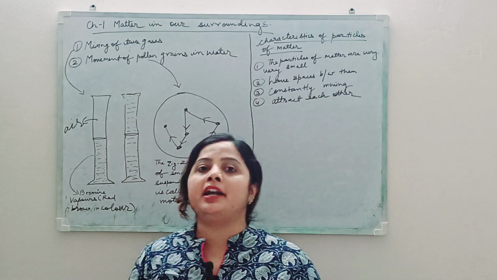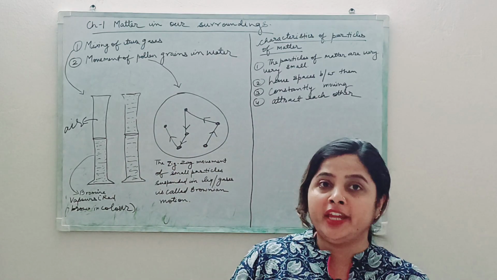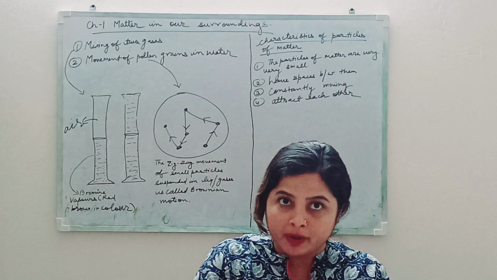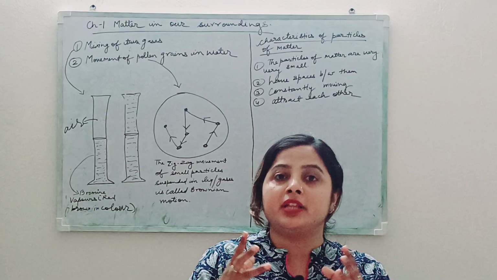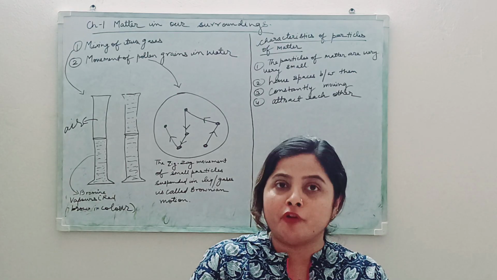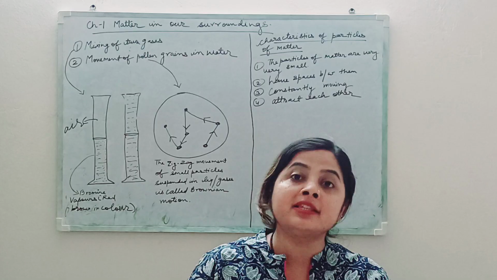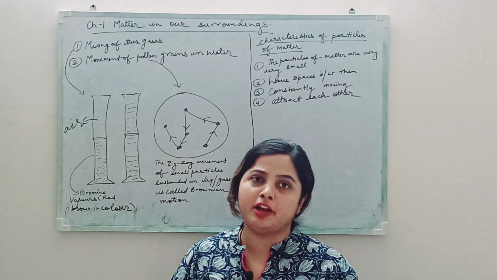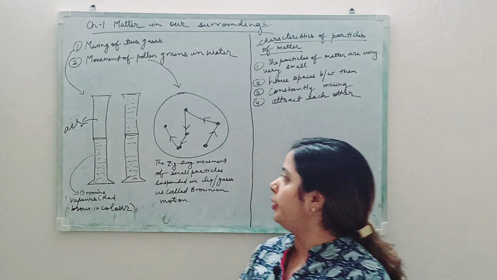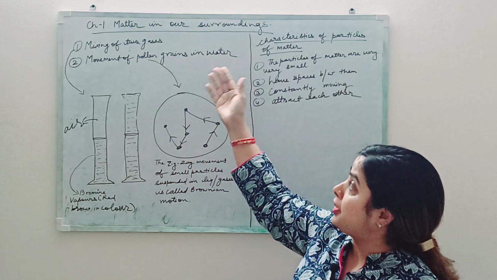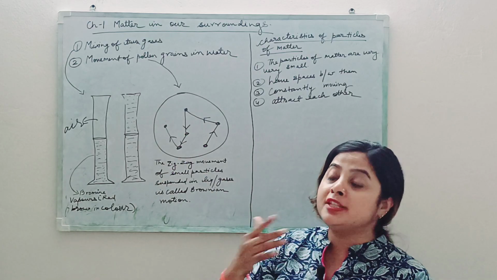It means that their particles are moving in nature, and that is why they mixed uniformly. When the particles of a substance move by themselves and mix uniformly, this process is known as diffusion. I have already explained this in the last lecture. I hope you have seen my last video. So this shows that the particles of matter are in continuous motion.